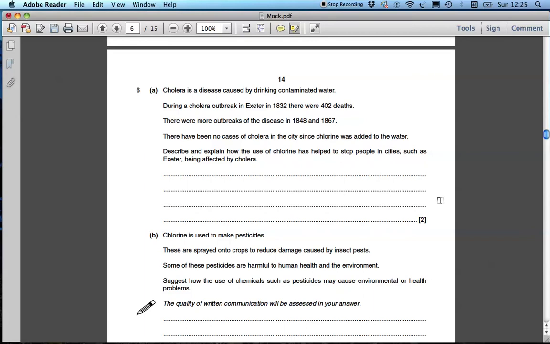Not chlorine gets rid of it, but chlorine actually kills the bacteria. So if the chlorine kills the bacteria, and the bacteria causes cholera, then you're getting rid of cholera. Some people talked about killing cholera, but you can't do that because it's not a living thing. It's a disease like any other thing, so you can't actually kill it.